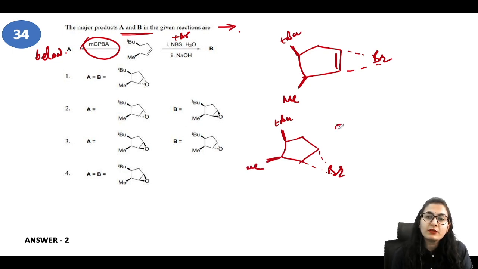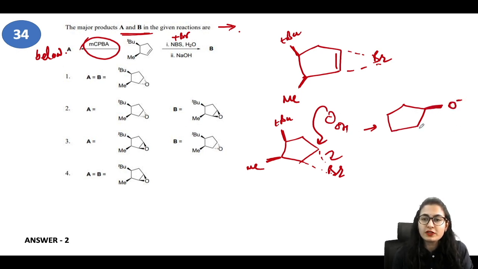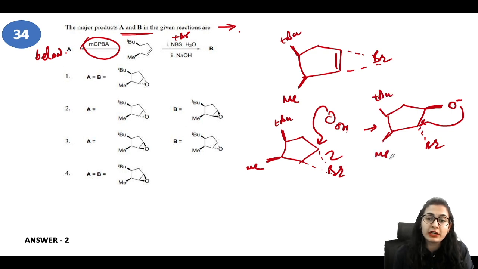Now, next thing is you are having a base in the next step. The base is going to attack on any one of these positions, let's say, but it will attack from above. So if there is an OH minus, it's going to take away a proton of the oxygen, and now you have the Br, to which it is going to attack in such a way, and that gives you the epoxide on the more hindered side. That is, gives you the epoxide over here. So that's why 2 is the correct answer. You get A over here and you get B over here like this.